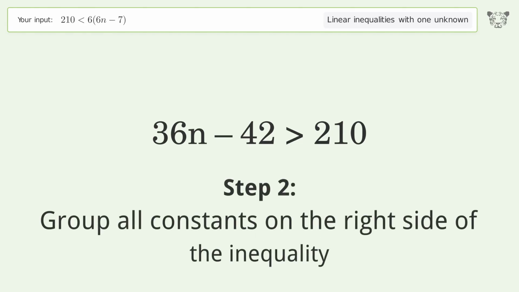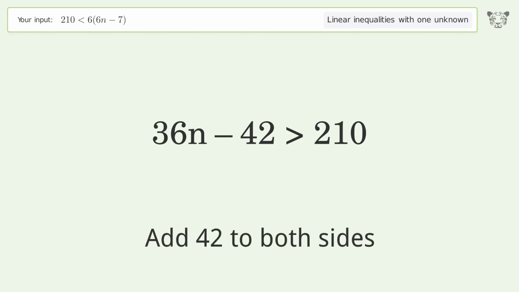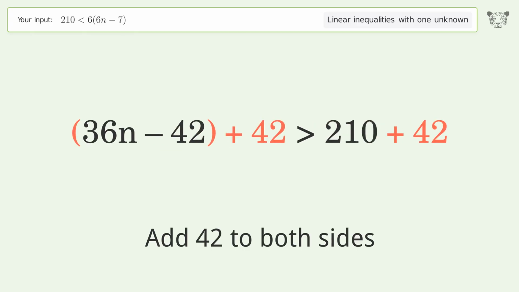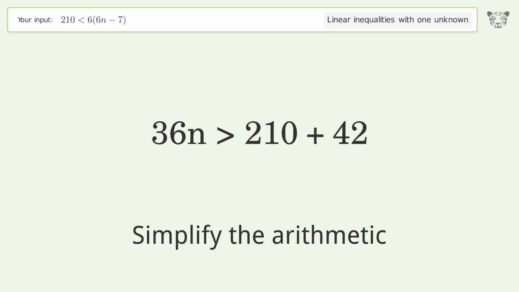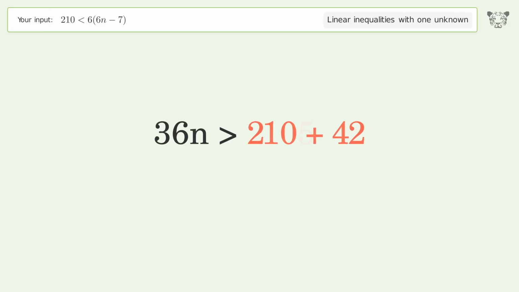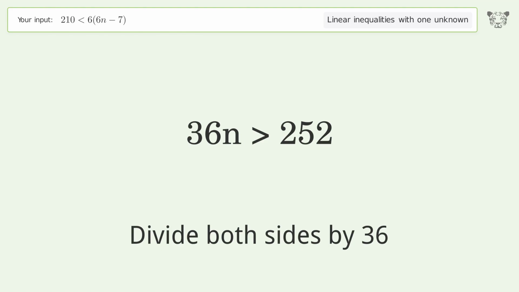Group all constants on the right side of the inequality. Add 42 to both sides. Simplify the arithmetic. Isolate the n. Divide both sides by 36.